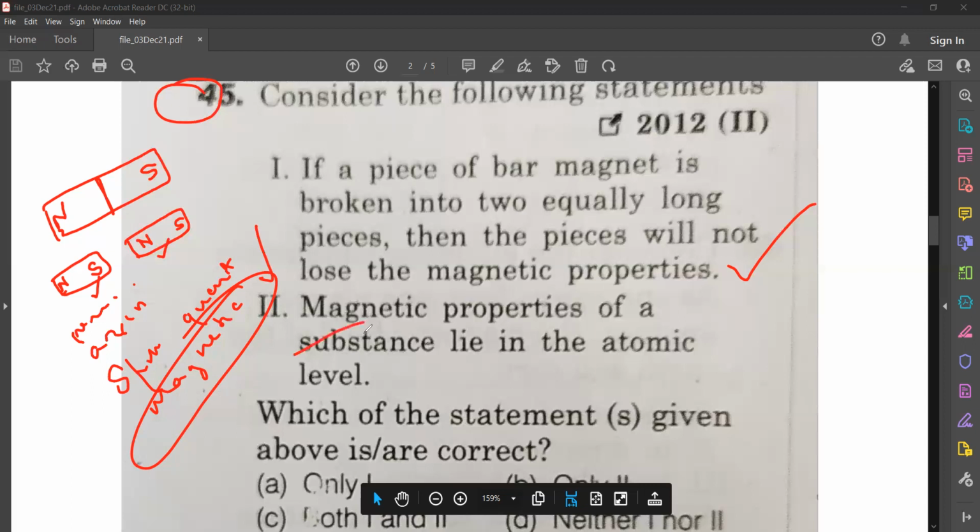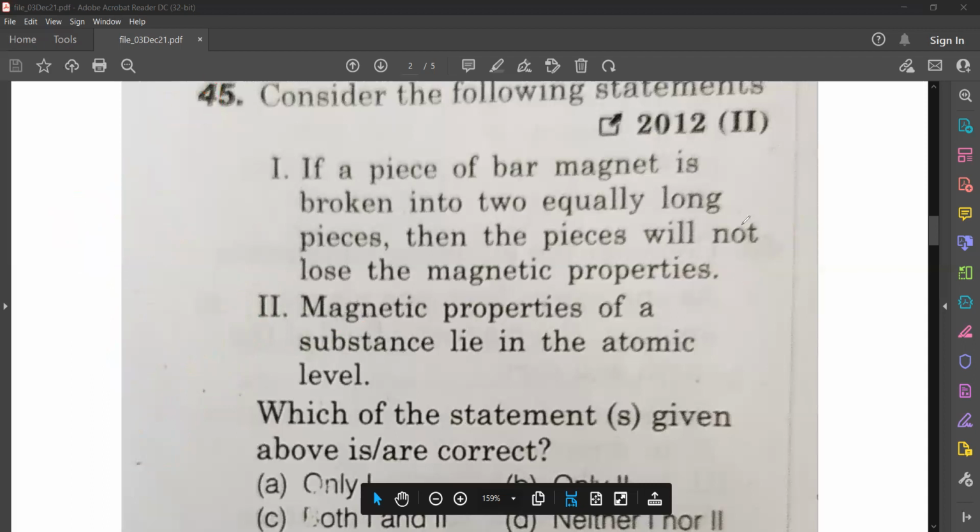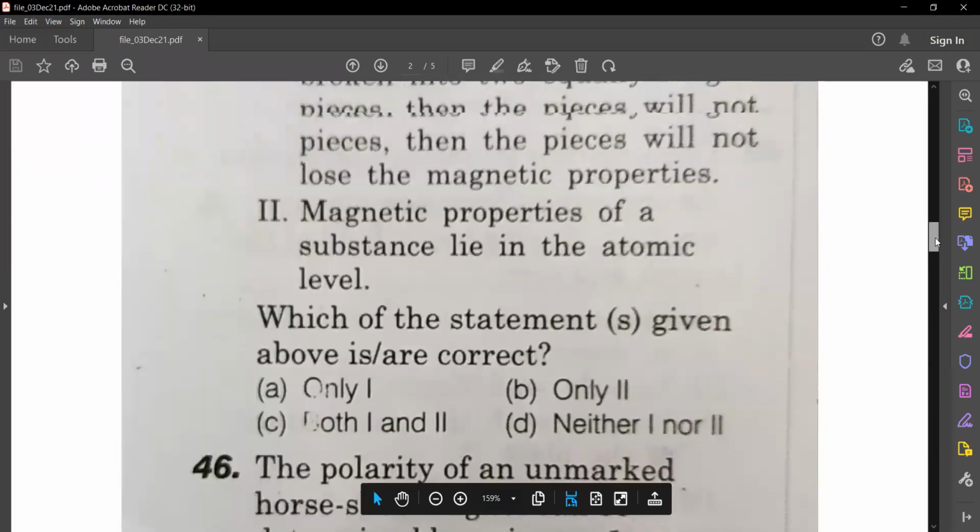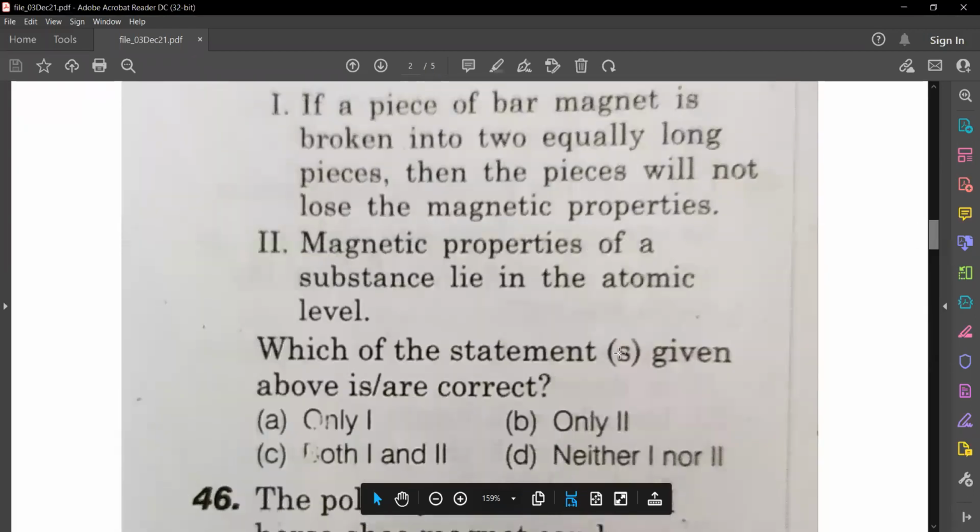Okay, so the magnetic property of a material lies in the atomic level. According to that only, we are classifying the elements as paramagnetic, ferromagnetic, etc. So magnetic property of a substance lie at atomic level. So both the statements are correct. So answer is option C, both 1 and 2. Option C, both 1 and 2.